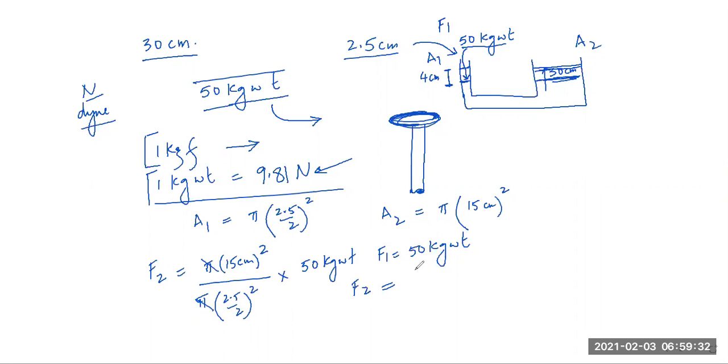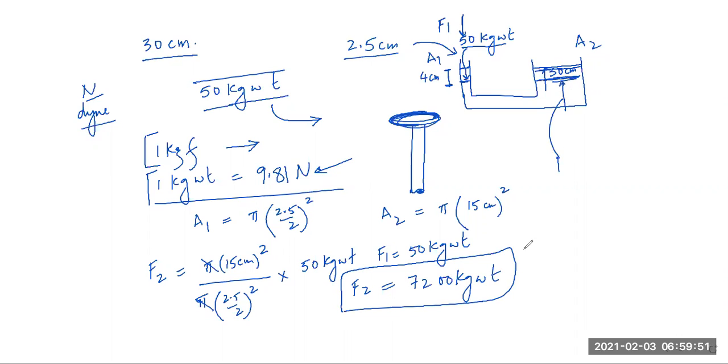If you calculate F2, it comes out to be 7200 kilogram weight. See the beauty of physics, students. We applied only 50 kilogram weight force here, and we are getting this much force, 7,200 kilogram weight force. So we need not convert. It is given in kilogram weight, so we can give the answer also in kilogram weight. That will be easy.